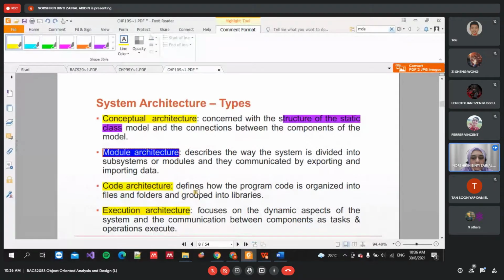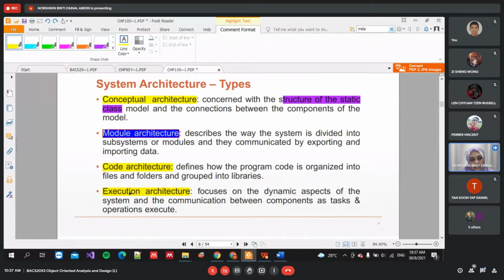So code architecture is how program code is organized into files, folders, and grouped into libraries. In the maths library, we cannot combine the maths functions with other functions. They only perform anything already defined under the library, which will only perform mathematical functions. We cannot combine any function not related to mathematics under the maths library. They need to be grouped into their respective libraries. They cannot be combined in one library.